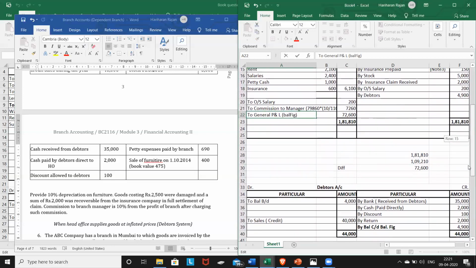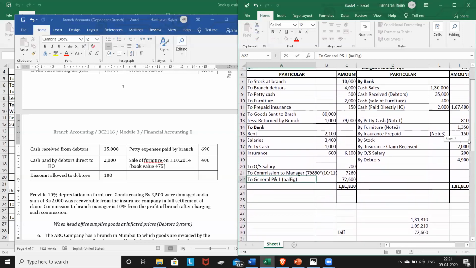So we have prepared the debtors account also. This is the final answer.